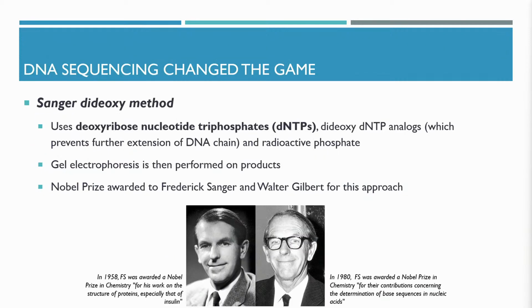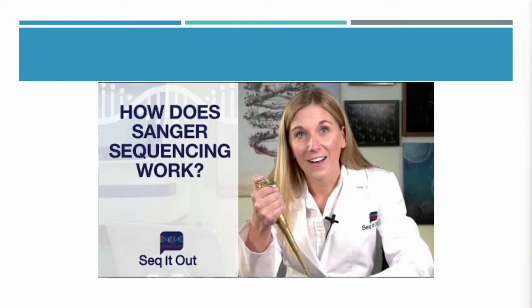DNA sequencing has really changed the game here. The method I'm just going to briefly talk about is the Sanger dideoxy method. DNA is the main information-carrying molecule. Fred Sanger in the 1970s won the Nobel Prize for this. He won 2 Nobel Prizes actually. Basically, he used dNTPs, or deoxyribose nucleotide triphosphates, to figure out the sequence of DNA. And I am going to have this lady explain this a little bit better.